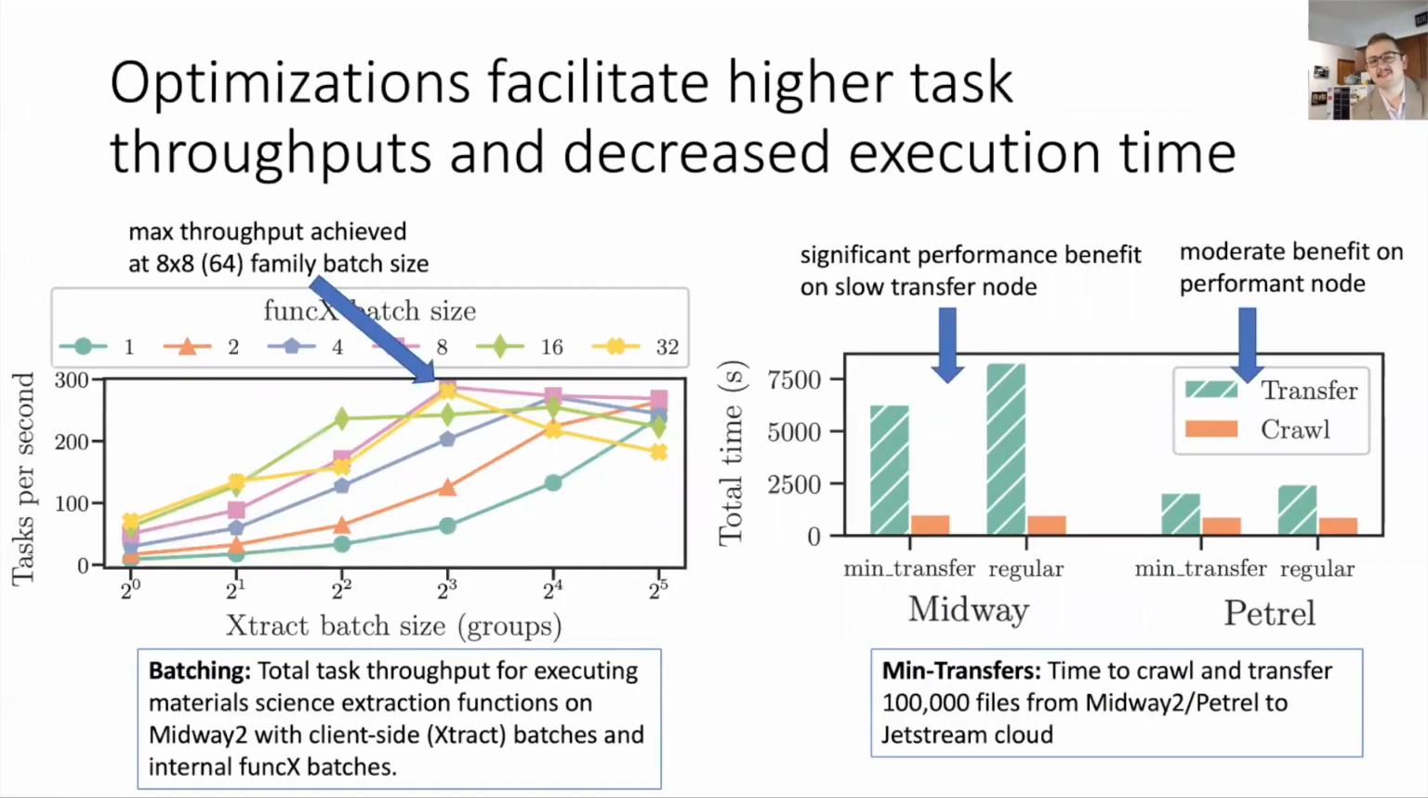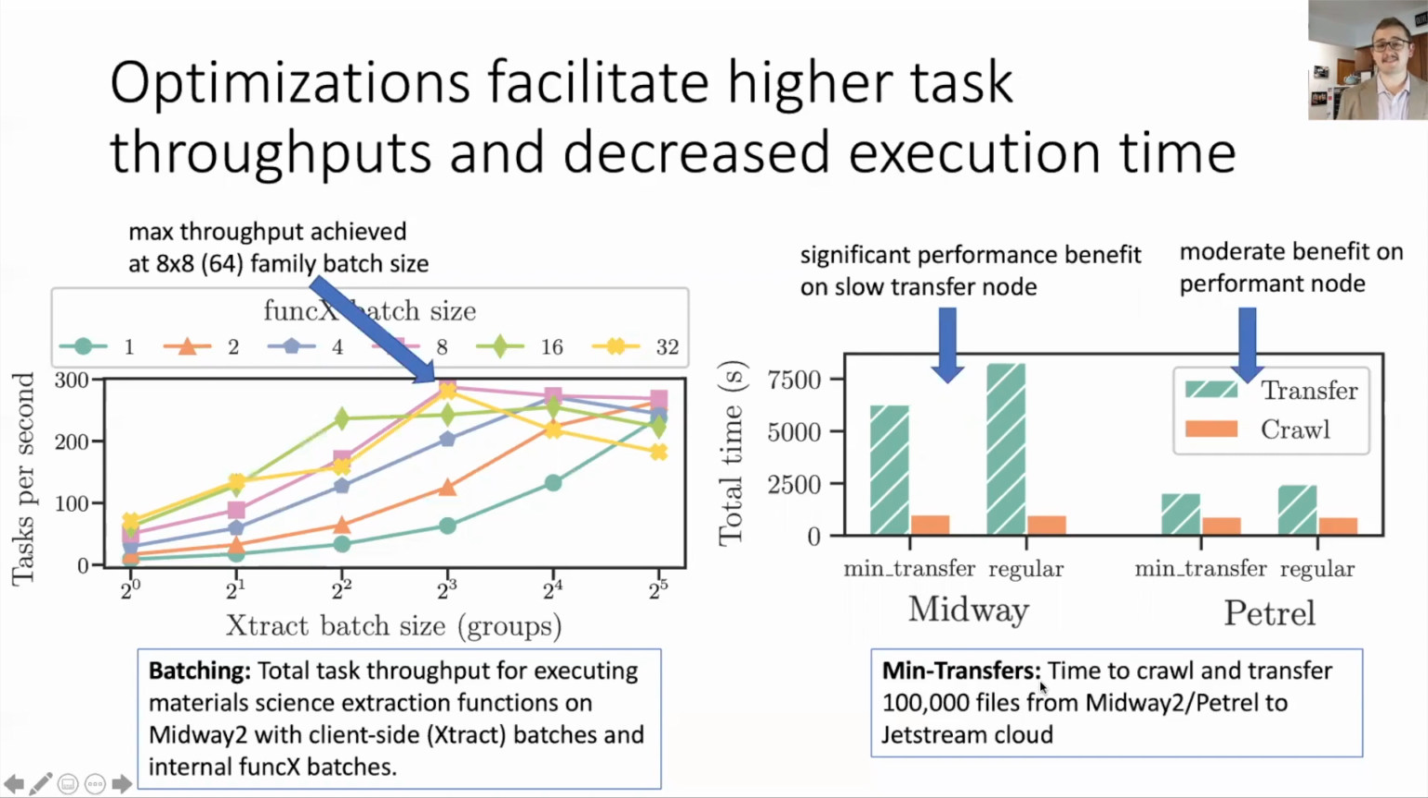And then we started to measure some of our optimizations. We included most of them in the presentation. There's a couple more that are in the paper. But here we show batching. We can tune both knobs, the Xtract batching and the funcX batching, and around 8x8 or 32x8 we notice are the 2 possible peaks. And so we notice that batching is a good thing, right? Throughput is maximized somewhere in the middle.